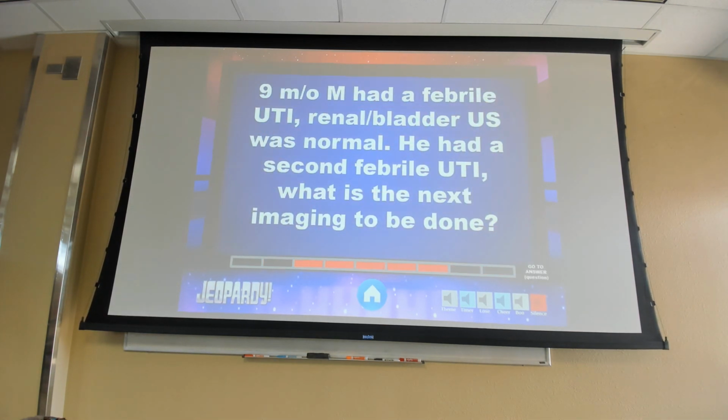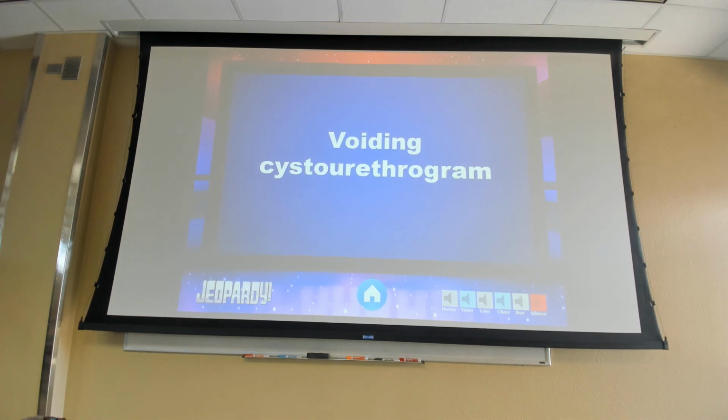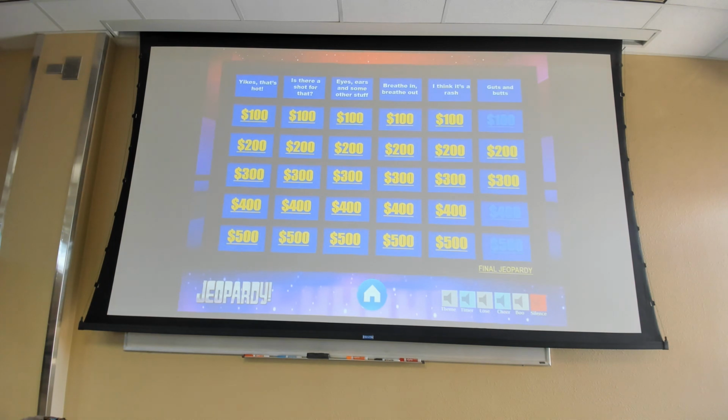9-month-old male, febrile UTI, renal bladder ultrasound normal. He has a second febrile UTI. Now what? What is it? You already did the ultrasound. What's the next one? B, C, or G. What does that stand for? Yes, voiding cystourethrogram. Cysto goes from the bladder to the urethrogram.